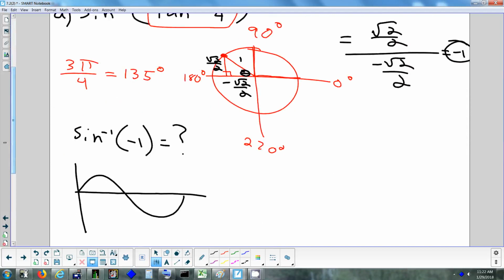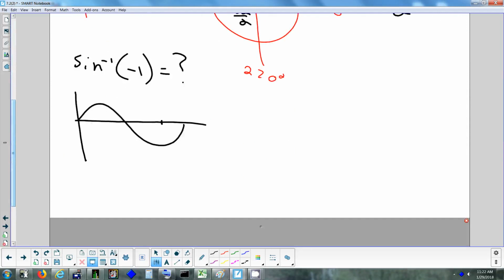First of all, how many spots does it hit negative 1 in that picture? Just once. It's going to hit once. Right there. That's 3/4 of the way through the wave. That's the beginning. That's the quarter, half, 3/4, all the way. If we go all the way, it's 2 pi. Halfway is pi. Does anybody remember what the 3/4 point was?